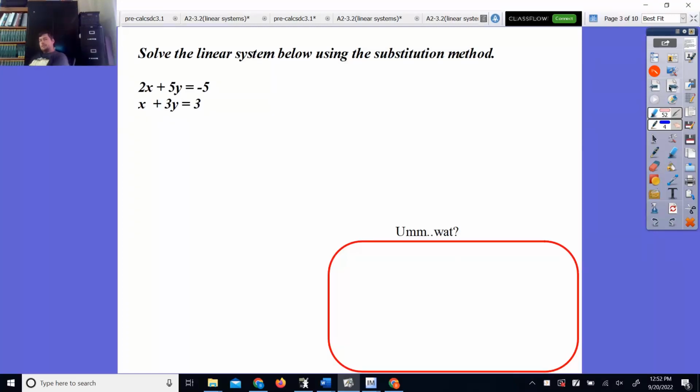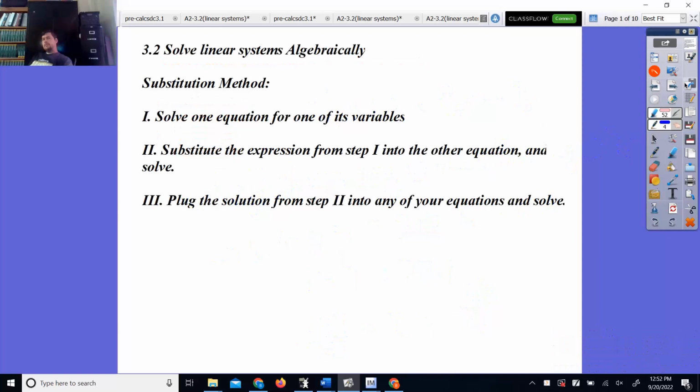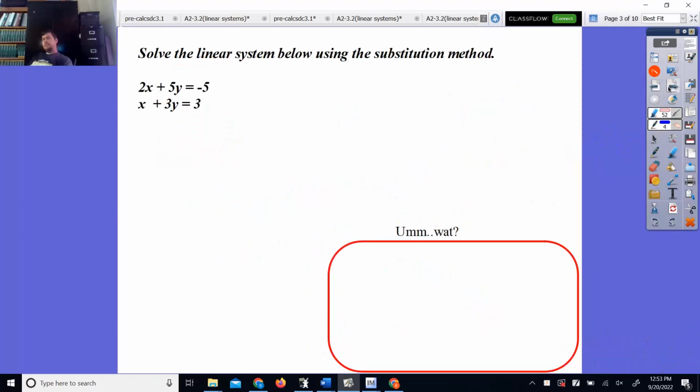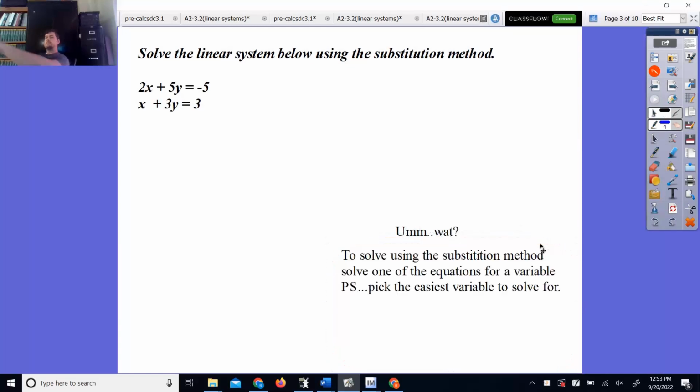Solve the linear system below using the substitution method. That's written out in the first slide, actually, what you're supposed to do, but I got a little box there for you to write in. Solve using the substitution method. Solve one of the equations for a variable. PS, pick the easiest variable to solve for.